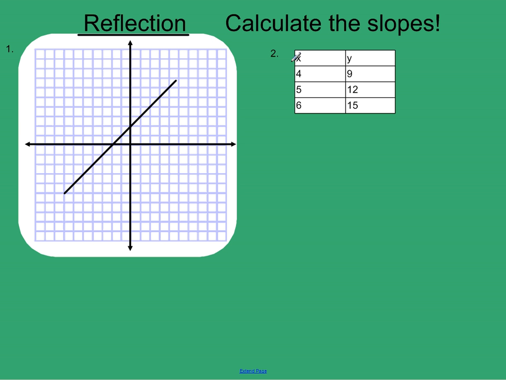And for your reflection, this first problem is finding the slope on a graph. And for the second problem, I want you to find the slope of the following equation. Negative 4x plus 6y equals 12. Okay? Slope of the graph and slope of this equation.